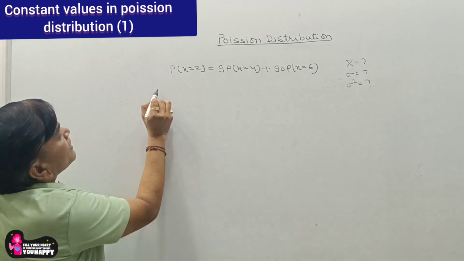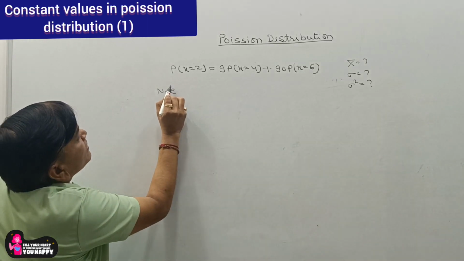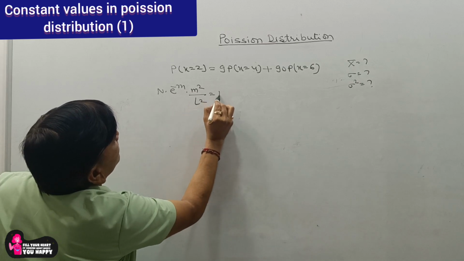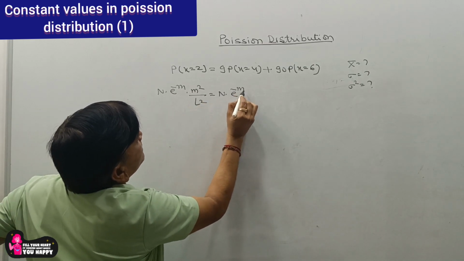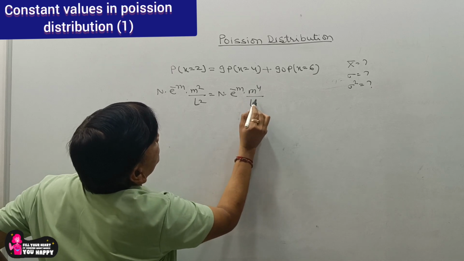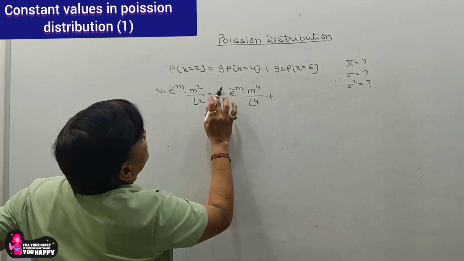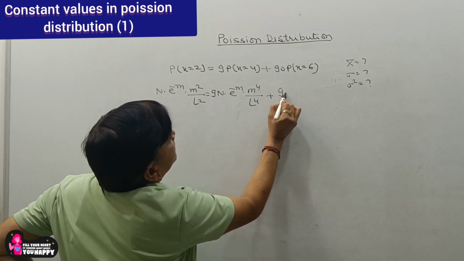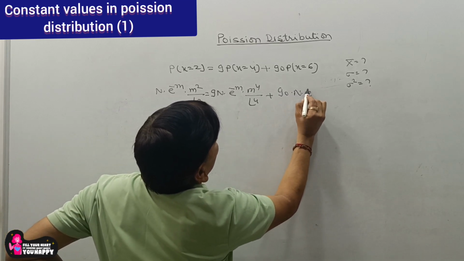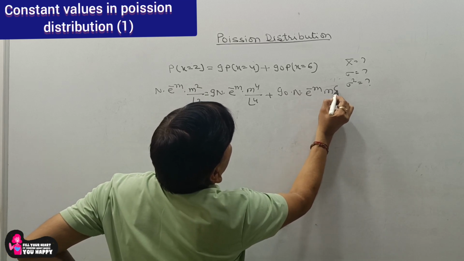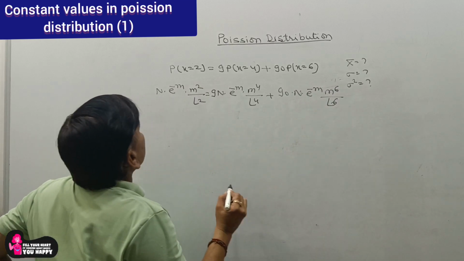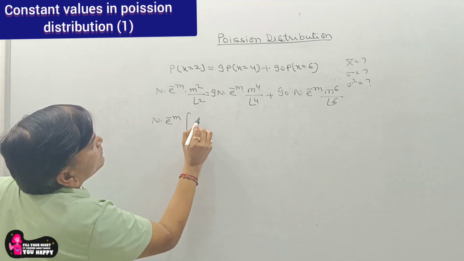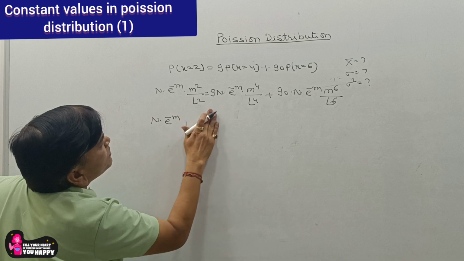So we have e raised to power minus m, m raised to power 2 upon factorial 2, that is equal to 9 times e raised to power minus m, m raised to power 4 upon factorial 4, plus 90 times e raised to power minus m, m raised to power 6 upon factorial 6. So e raised to power minus m is common, and m square is also common.